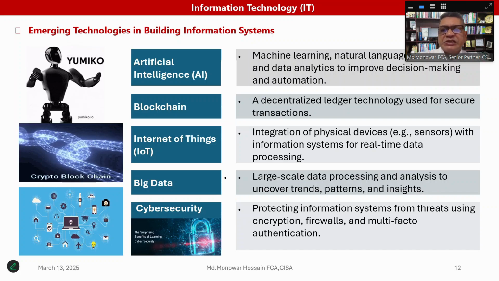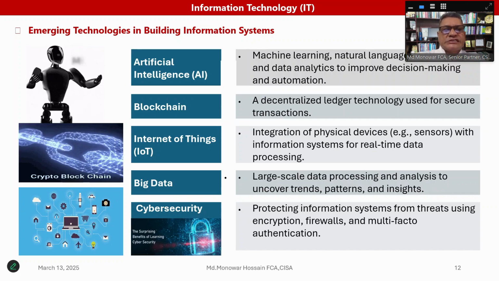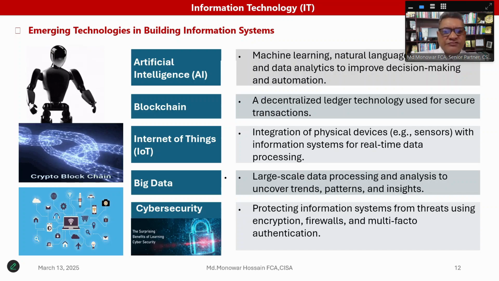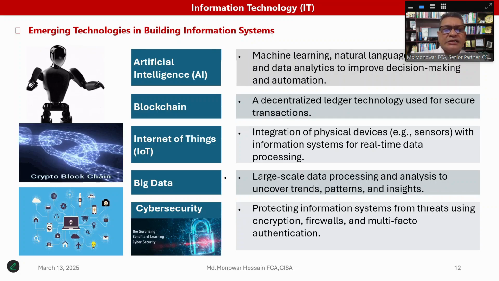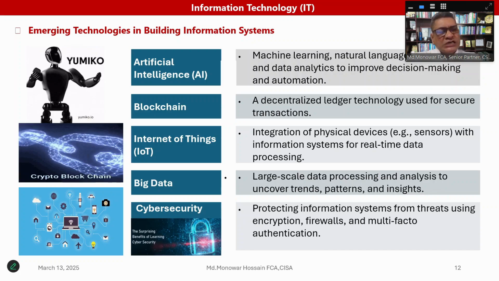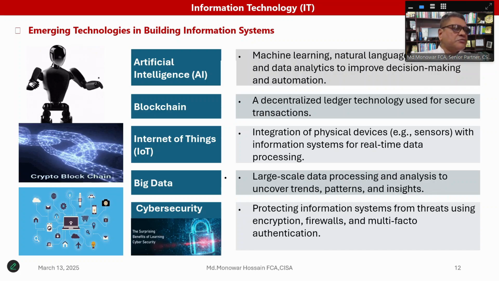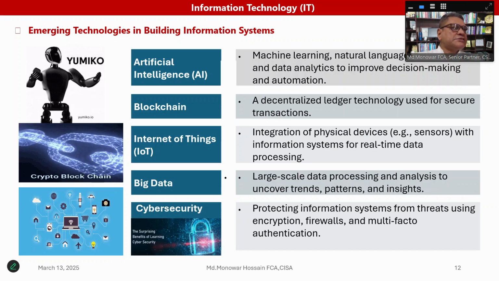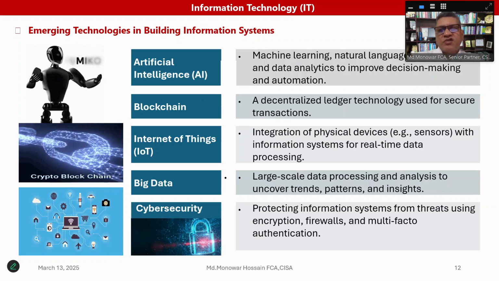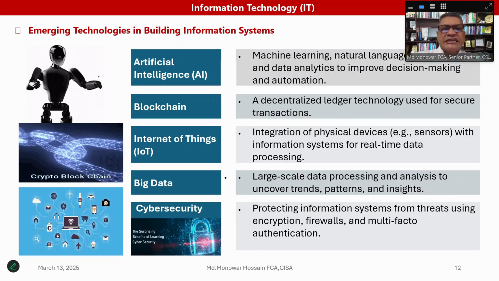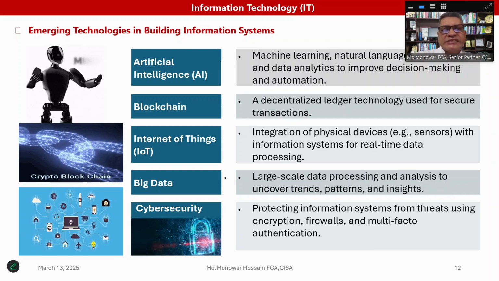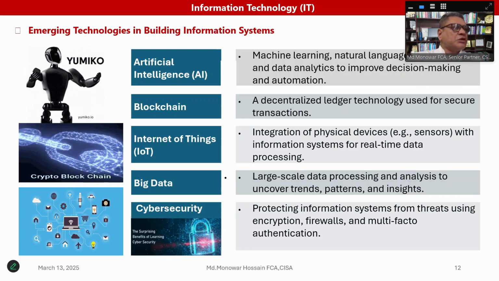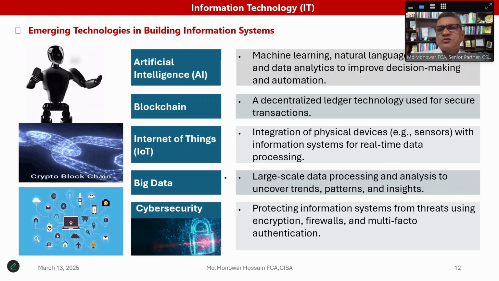Another thing, cyber security, is protecting information systems from threats using encryption, firewalls, and multi-factor authentication. So this is the encryption issue. If you see your WhatsApp, if you go to message another person, you will see in the lower side of WhatsApp it is written that it is encrypted, one-to-one encryption. So specifically, when you are sending data or information to another person, no one else will get it. So cyber security is also a vital part.